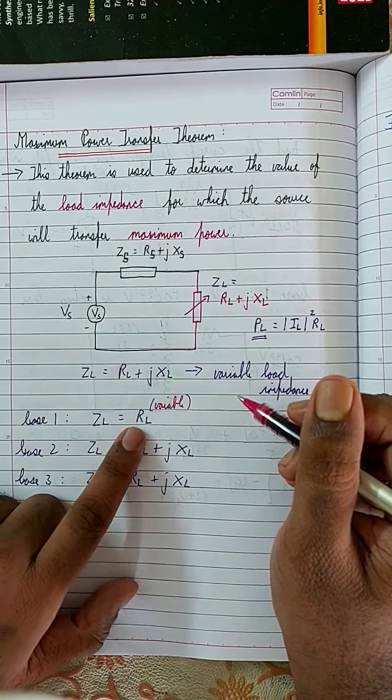If I write it in terms of a real number plus an imaginary number, then IL into (Rs plus RL plus jXS) is equal to Vs. Or in other words, the equation for IL is Vs by (Rs plus RL plus jXS). This is the equation of IL.